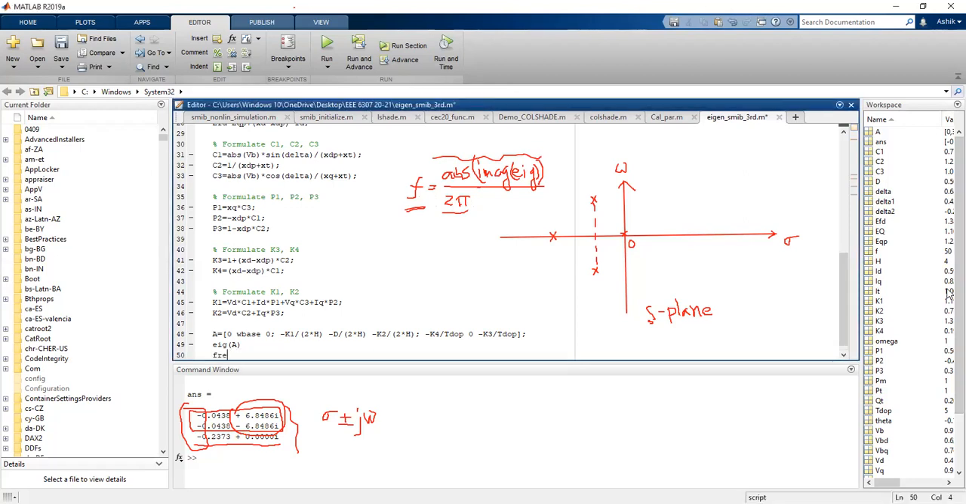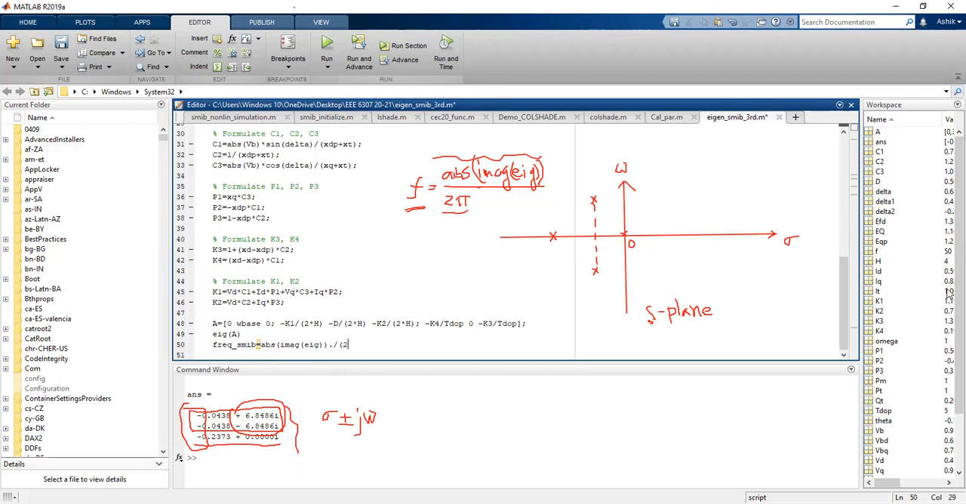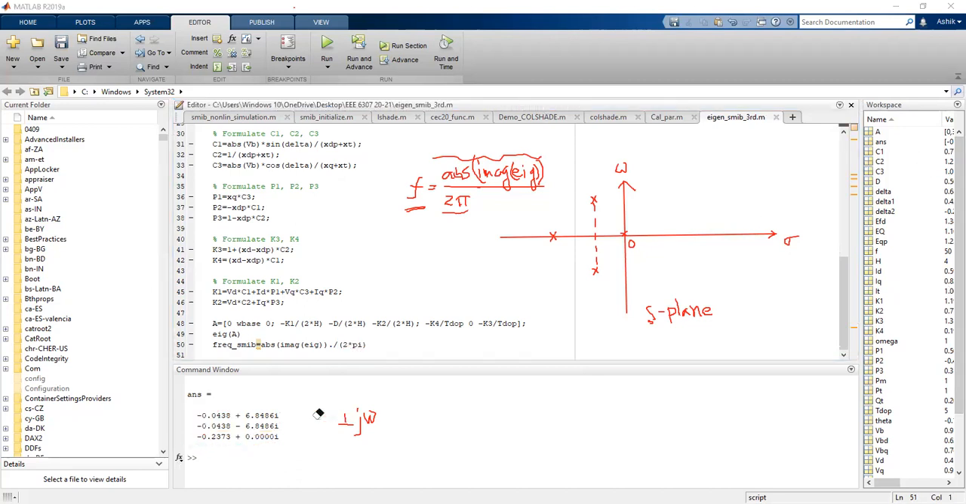So our frequency would be absolute of imaginary part of our eigenvalues divided by twice pi. It is a vector, so you have to go for element by element operation. So dot division divided by twice pi. And now if you run it, you can also see the frequency of the system at which the oscillation will occur.